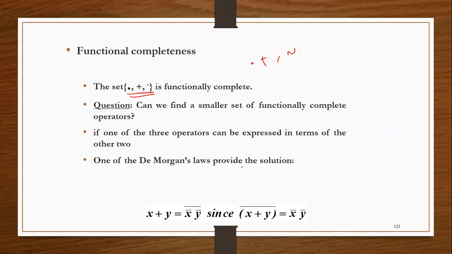This can be done using De Morgan's law. One of the De Morgan's laws provides the solution. So instead of x plus y, I can write it as x bar into y bar whole bar. So what will be x bar into y bar whole bar? Basically I'm doing complement on the entire thing. So it will be x bar plus y bar, complemented, which is x plus y. So I am using two operators and getting only one single operator. So if one of the three operators can be expressed in terms of the other two, then we can find a smaller set of functionally complete operators. Similarly, for the other case of De Morgan's law, you can do the same.